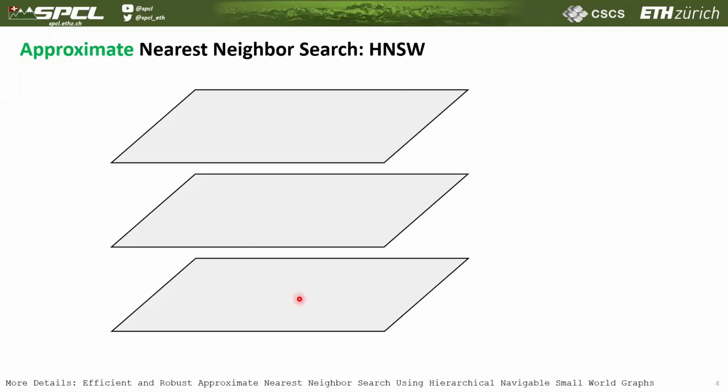So in this graph, we have a hierarchy of levels. So here we have, for example, 3 different levels. Each level or layer has 2 values associated with it. So each layer has a probability P and a maximum node degree M. And as we go up in the layers, the probability P decreases and also the node degree M decreases.